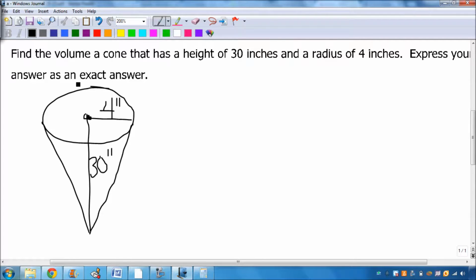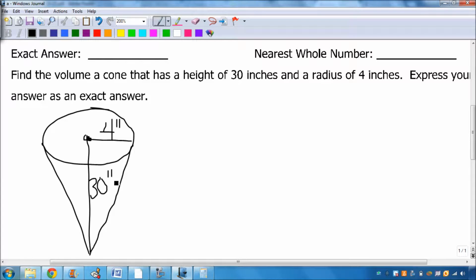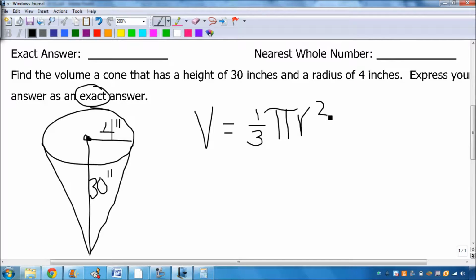Please do not get the height mixed up with this piece right here. This is called the slant height on the outside. The height has to be from the center of your cone all the way down to the point right here, okay? And then it says to express your answer as an exact answer. So we'll talk about that in a minute. First thing we need to do is write down what the formula is. And the formula is 1/3 pi r squared h, okay? I know the r value is 4, and I know the height is 30. Now, an exact answer, remember, means that there is going to be no rounding at all.